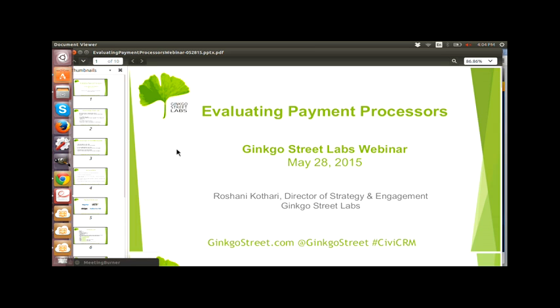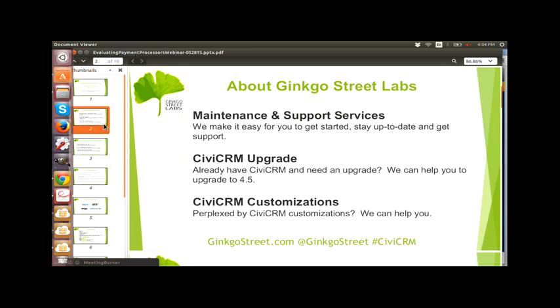My name is Roshni Katari. I work as the Director of Strategy and Engagement at Gingo Street Labs. And I just want to share a little bit about Gingo Street Labs before we get into our topic. Gingo Street Labs is based in Washington, D.C., and we provide maintenance and support services to groups around CiviCRM projects, and we also help organizations with CiviCRM upgrades and customization. And we are helping some organizations develop mobile apps as well.